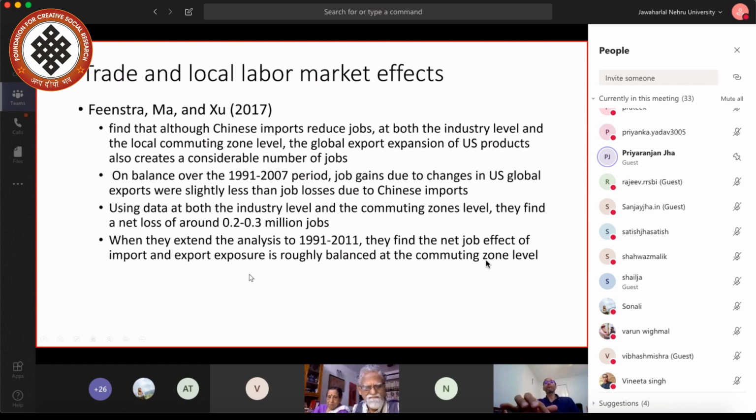Anyway, when they extend the analysis to a slightly longer period, they find the net job effect of imports and exports is basically a wash. They are roughly balanced at the commuting zone level.